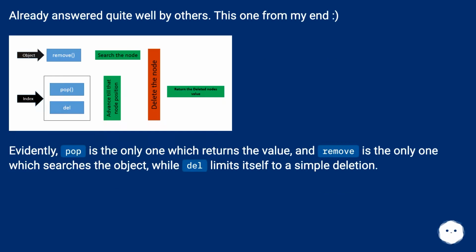Already answered quite well by others. This one from my InSmile. Evidently, pop is the only one which returns the value, and remove is the only one which searches the object, while del limits itself to a simple deletion.